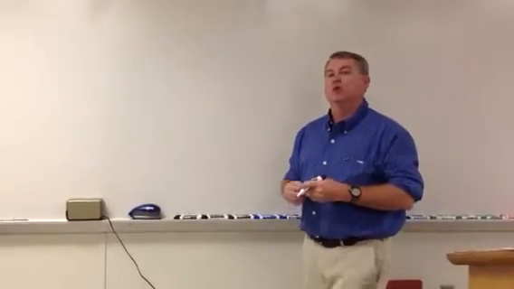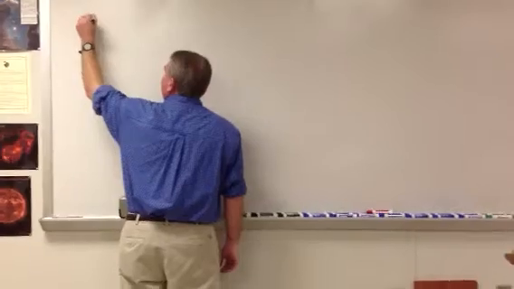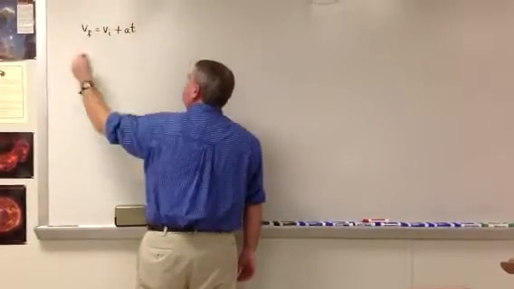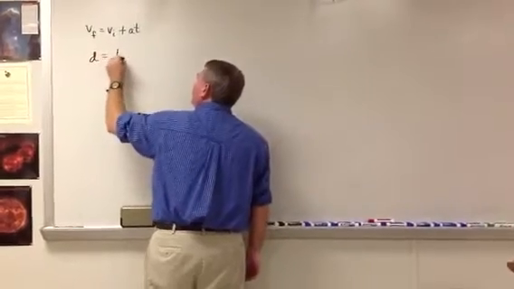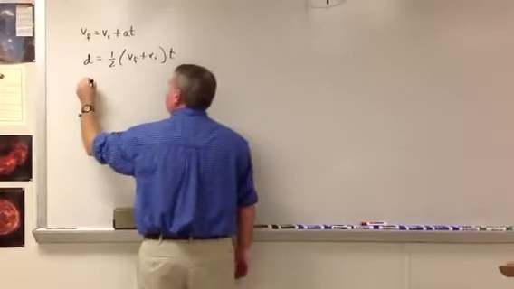Earlier we recorded the derivation of the 5 linear equations in the x direction for projectile motion. Now we're going to analyze the 5 linear equations in the y direction for projectile motion. If we go back and look at those 5 linear equations, Vf is equal to Vi plus At. Distance is equal to 1/2 (Vf plus Vi) times time.